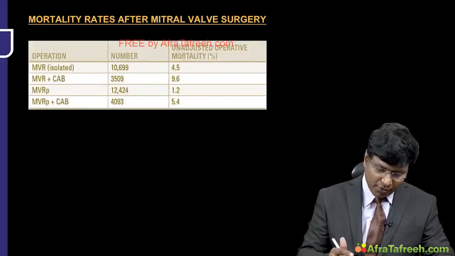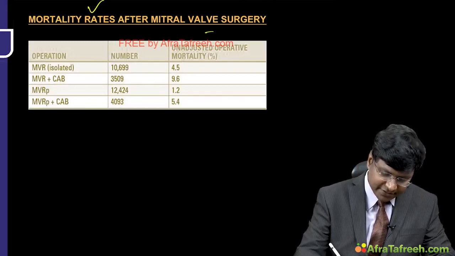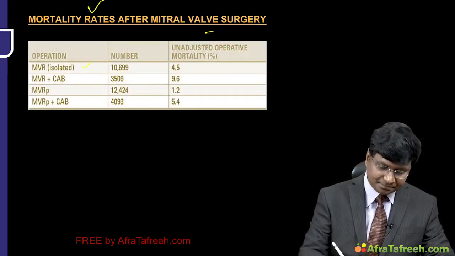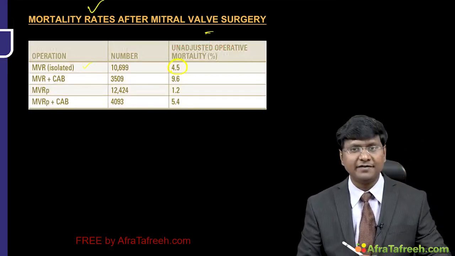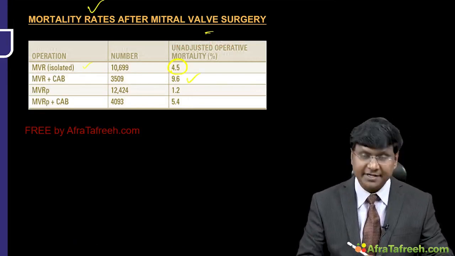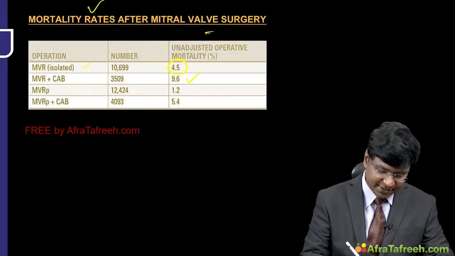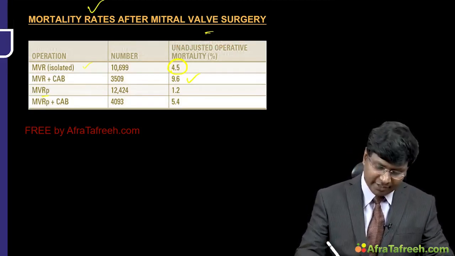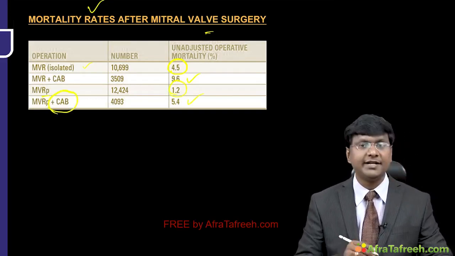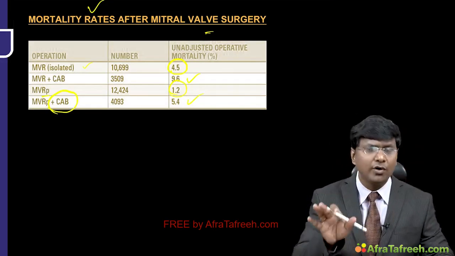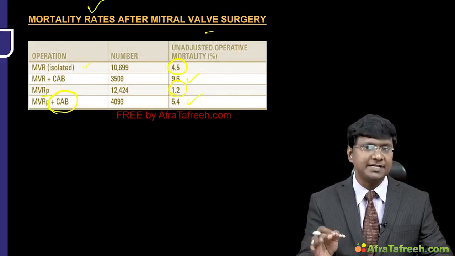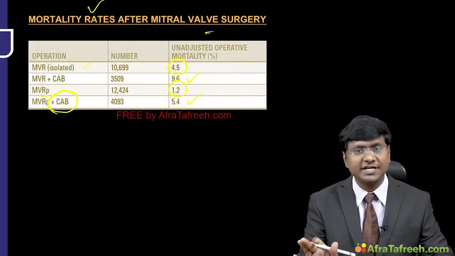Now, what are the mortality rates after mitral valve surgery? If isolated mitral valve replacement is done, the mortality rate is around 4.5%. If the patient also undergoes CABG along with mitral valve replacement, the mortality rate is around 10%, that is 9.6%. If it is mitral valve repair, the mortality rate is 1.2%. Mitral valve repair plus CABG, the mortality rate is around 5.4%. So overall, the peri-procedural mortality rate is around 1 to 10%, depending upon the procedure done.